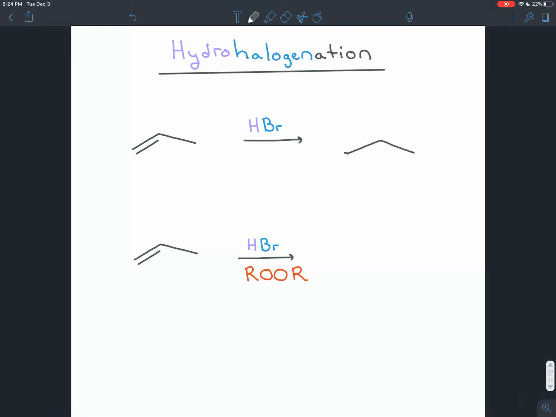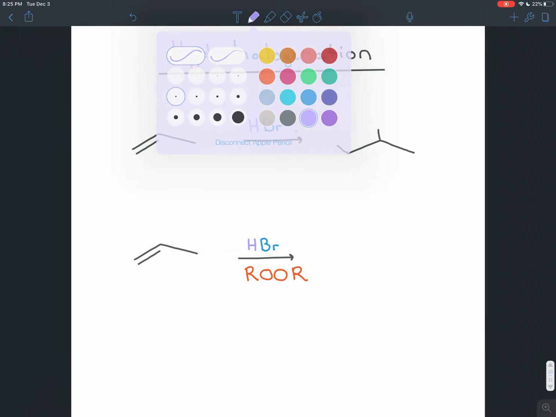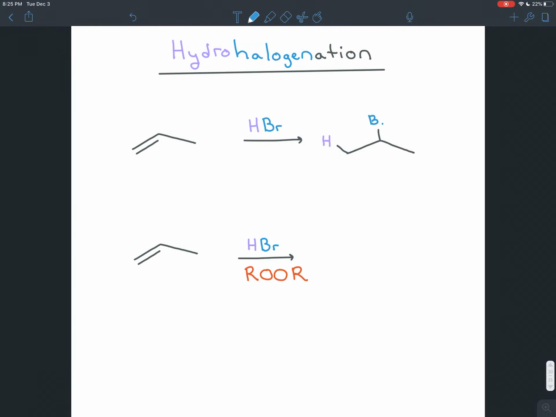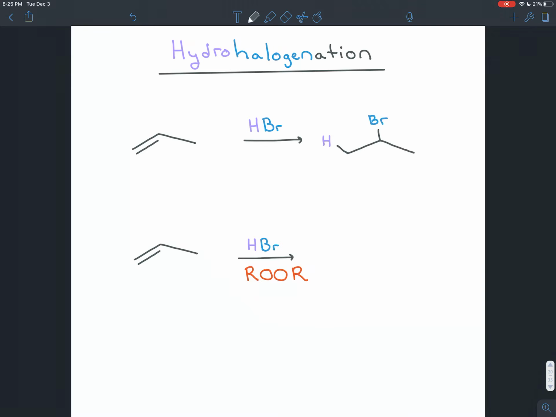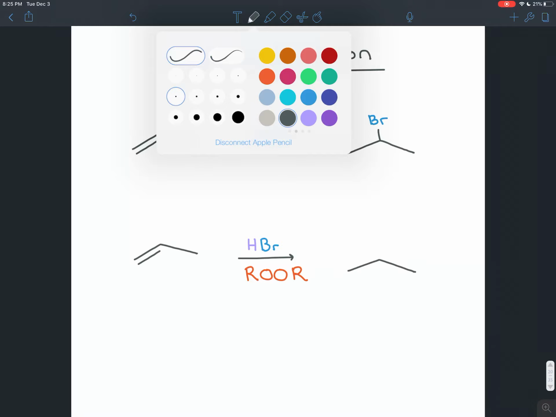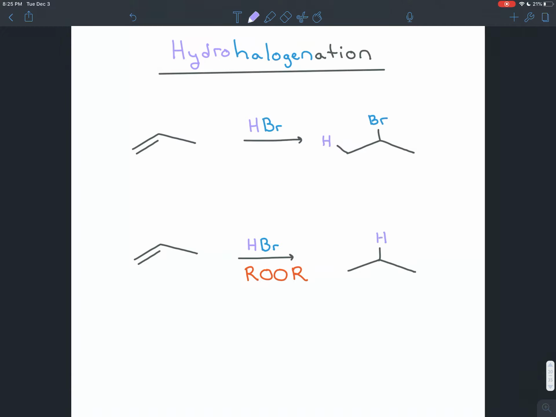So the hydrogen goes on the less substituted carbon, and the bromine would go on the more substituted carbon. So Markovnikov addition. On the other hand, we saw that when you add peroxides, you get anti-Markovnikov addition. So in that case, the hydrogen adds to the more substituted position, and the bromine adds to the less substituted position.